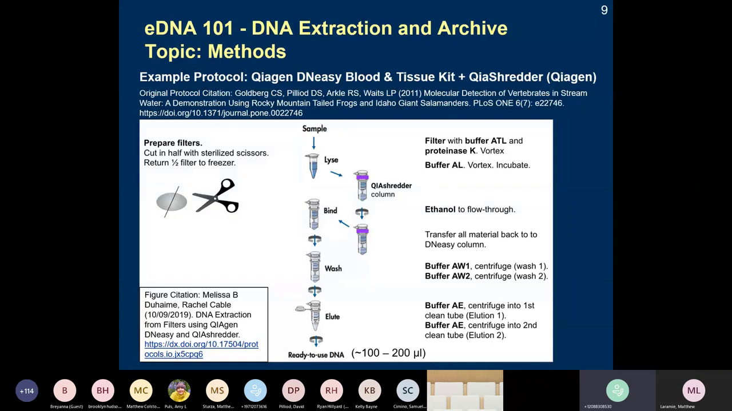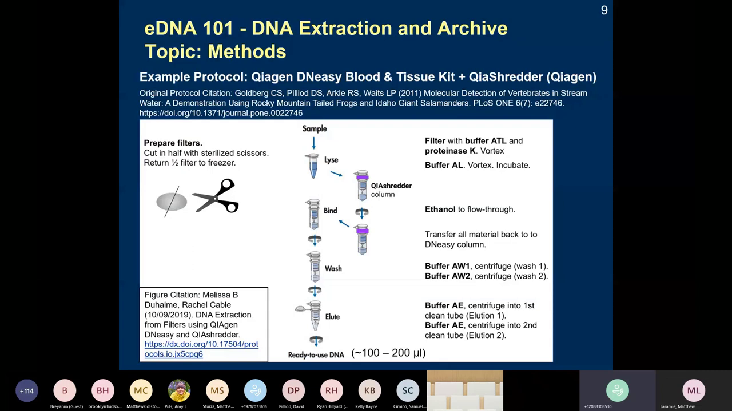And so for this kit, basically day one is where we're lysing cells within the sample. We do this with a lysis buffer that allows DNA to go into suspension and requires some incubation at higher temperatures along with some vortexing to physically mix the sample. And the following day, we remove the filter materials, and we do that using this additional QIAshredder step. And then the sample goes through a series of washes that hopefully removes the majority of the undesirable compounds.